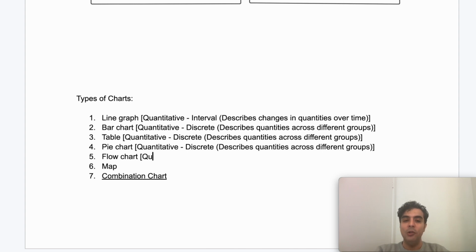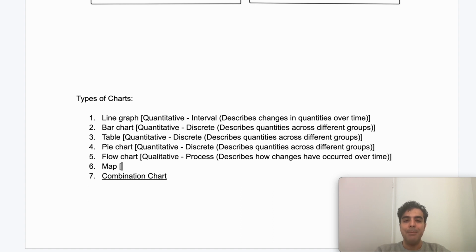Now, in a flow chart, we were dealing with qualitative data, meaning we didn't really have numbers anymore. We were looking at qualitative changes, how paper is produced. So we saw the process, right? And the way we can describe this is it basically shows how changes have occurred over time. Right? That's what this type of chart is primarily dealing with.